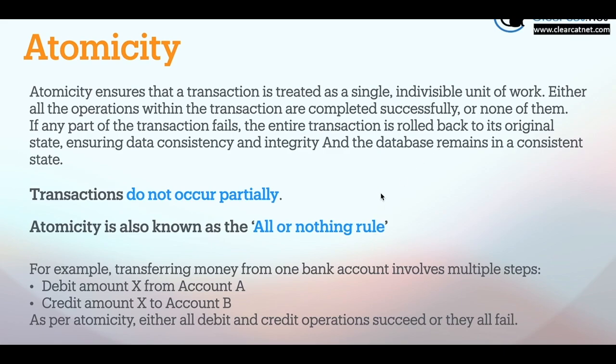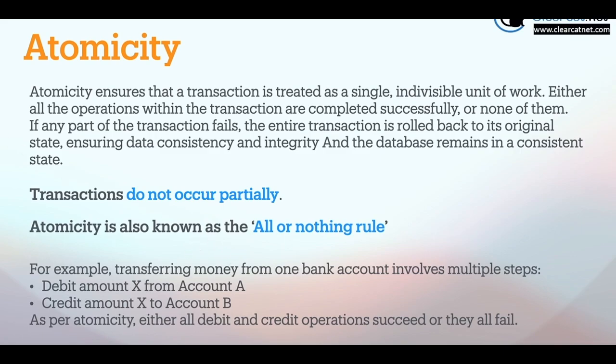Either all succeed, or none. For example, transferring money from one account to another account has two steps: debit and credit. Debit from account A and credit to account B. These are the two activities we are performing with the help of a transaction. As per atomicity, either both debit and credit operations succeed or they both fail. Partial occurrence is not allowed.